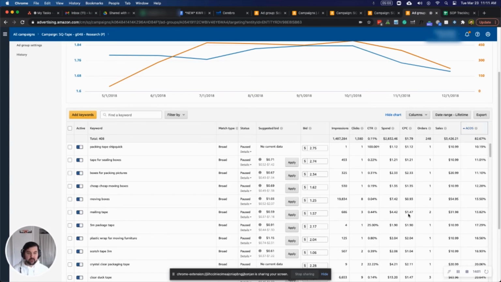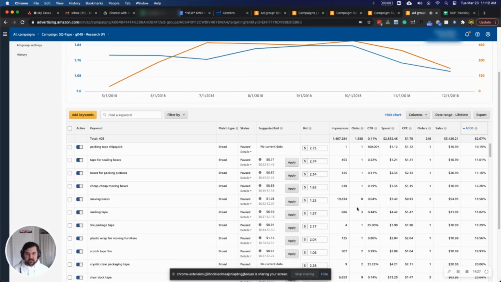Our CPC is at 1.47, our bid is at 1.57. So our observed CPC is really close to our bid amount, which means we have room to grow here. And if we've got 2 conversions on 3 clicks at 13% ACoS, we could just go ahead and pause that old tape keyword and then just bid this up to $2. Right away, we'd start getting more sales at this really high ACoS figure.